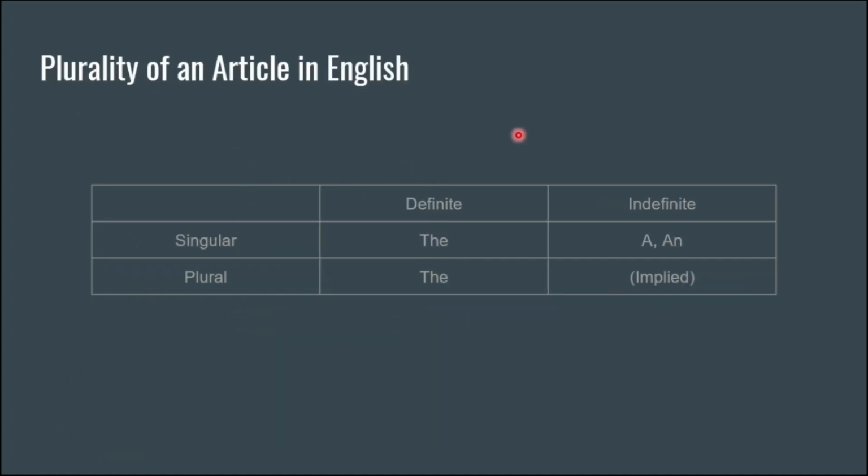And so here we're just gonna go over plurality, right? So singular is easy, right? It's the for definite and a or an for indefinite. That's for singular stuff. For plural, this is where it gets kind of weird. So for definite, it's still the, but indefinite, it's implied, right?